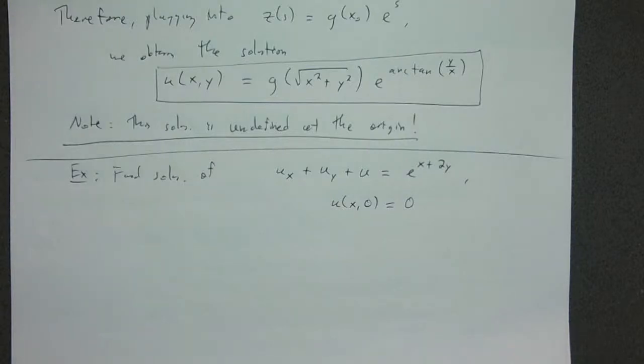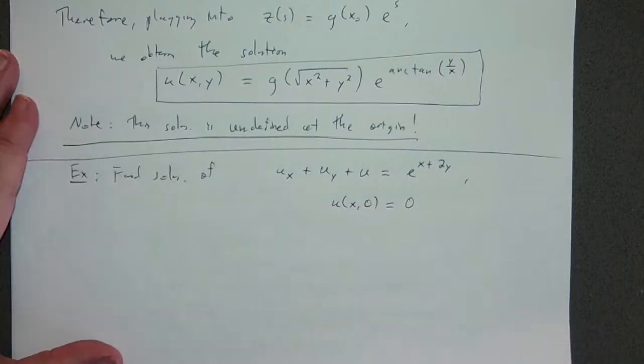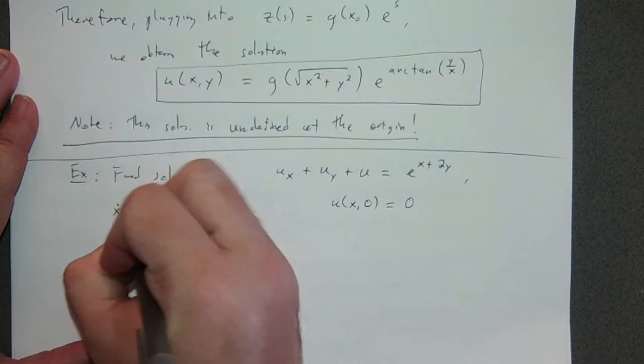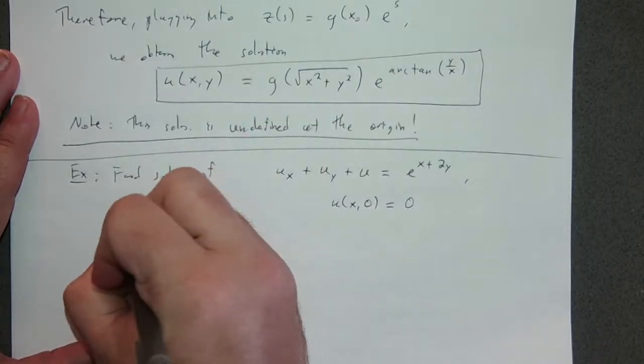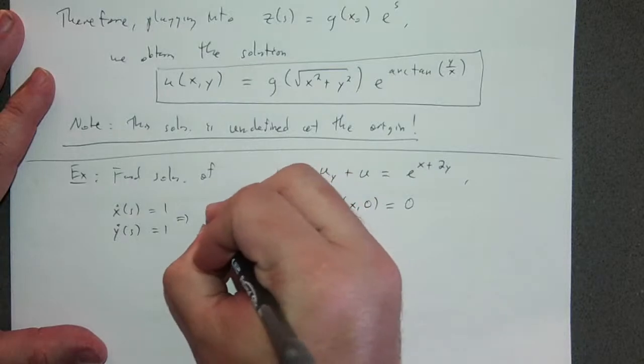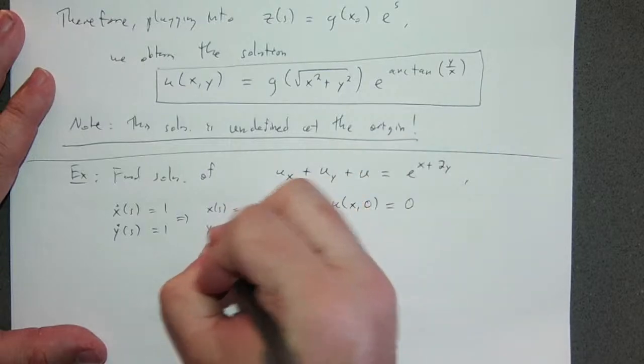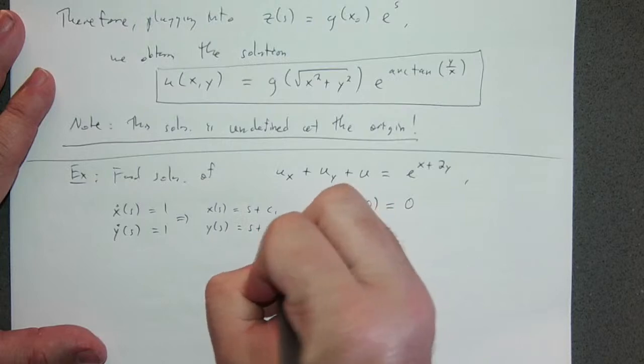So here, again, recall the characteristic equations. What are my characteristic ODEs, first of all? The coefficient functions on u sub x and u sub y are both 1. So my characteristic ODEs for those are x dot of s is 1 and y dot of s is also 1. Okay. So then solving this isn't too bad. Right, we're happy here. x of s is s plus a constant I'll call c1, and y of s is s plus a constant I'll call c2.